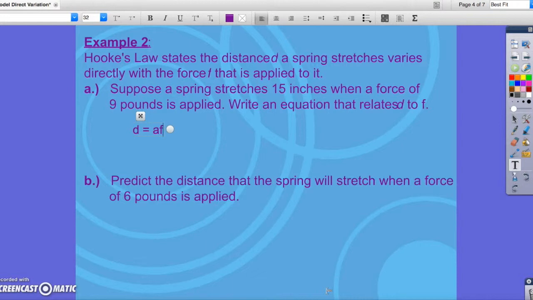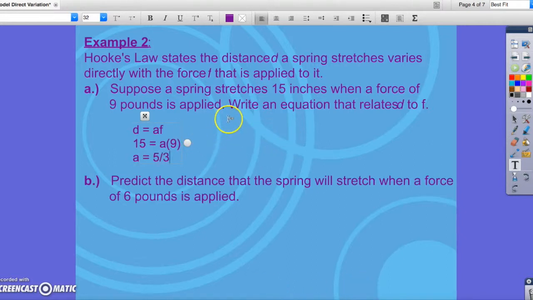So now in A it says 15 inches, so 15 is the distance. We're solving for A, and it has a force of 9 pounds. All right, so we're going to divide both sides by 9, and what you're actually going to get A to equal, it's going to simplify to 5/3.